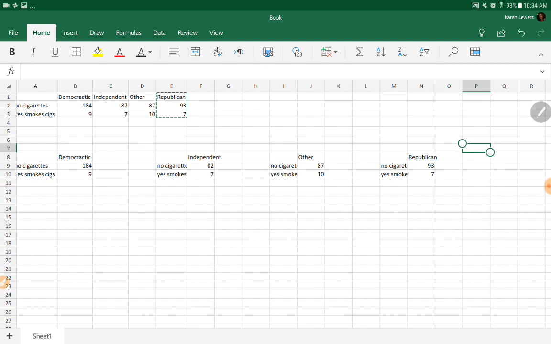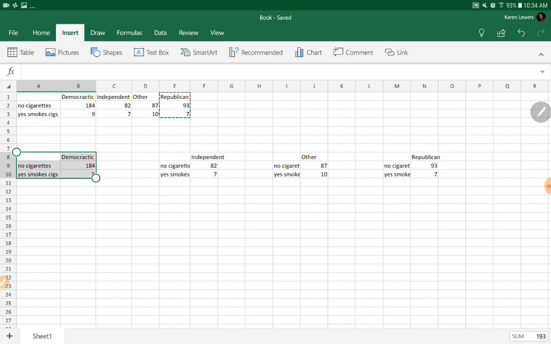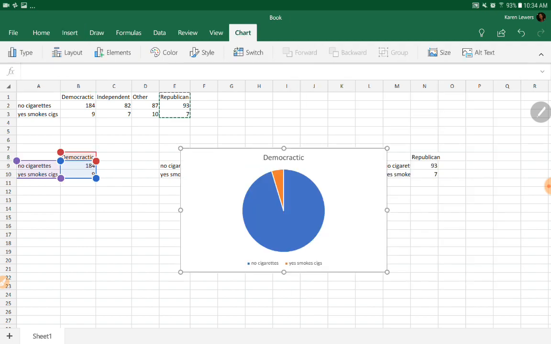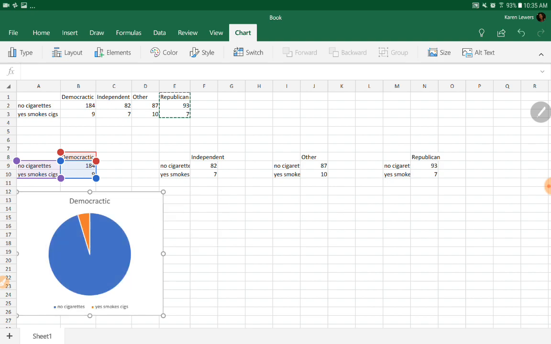Remember the rows, the rows are the slices. So it's the same category, same labels of slices for each of the 4 charts. And I'm going to have 1 pie chart for each of these columns. Okay, so now I can highlight this first chart and say Insert, Charts, Pie. Looks a little different on a computer, but it's the same idea.